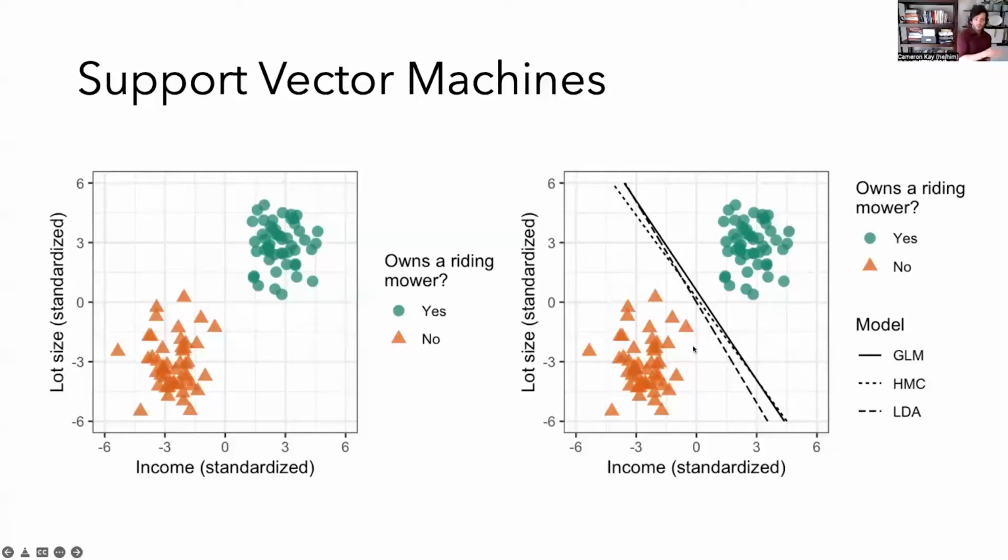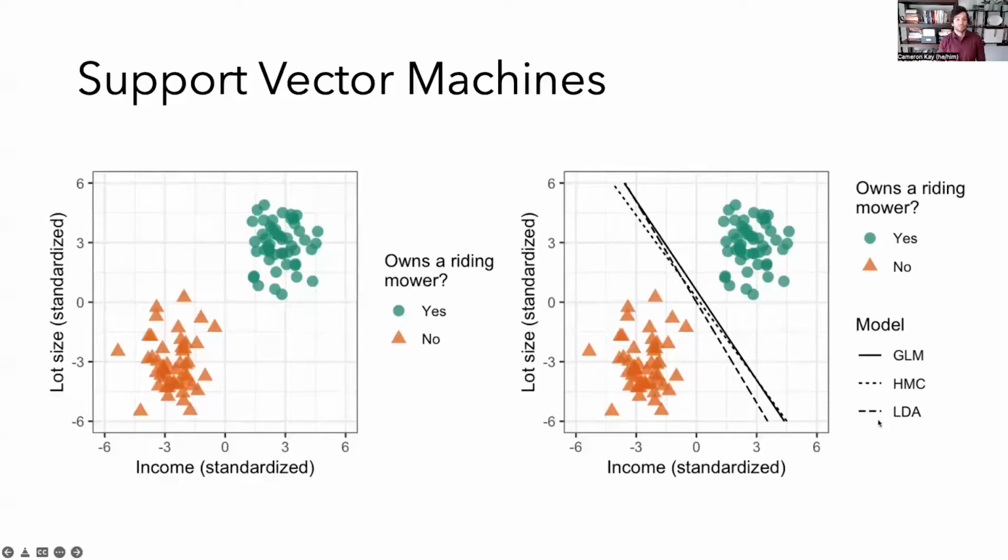We're going to predict a no. And if you land on the right-hand side, we're going to predict a yes. So we take this model, we apply it to a new data set, and we say, okay, if you are on the left-hand side of the line, you're a no. If you're on the right-hand side, you're a yes.